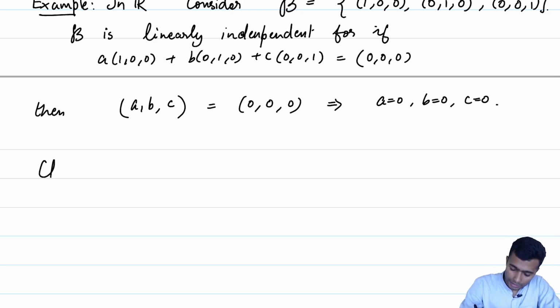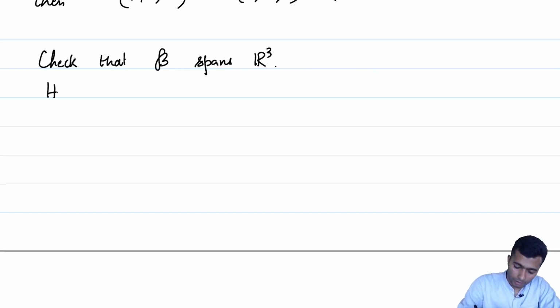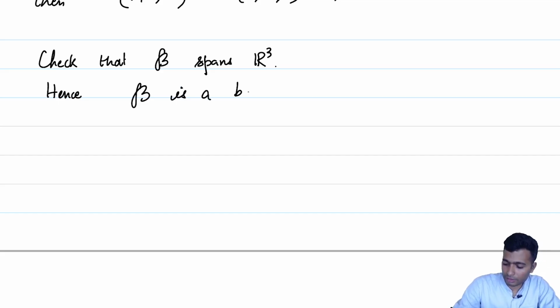So, check that B, or beta, spans R3. Hence, B or beta is a basis of R3.